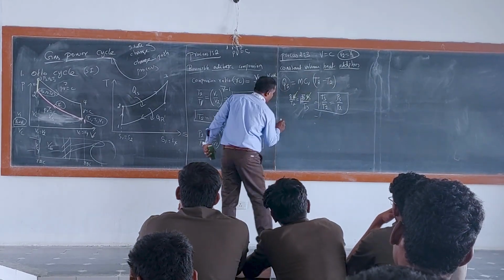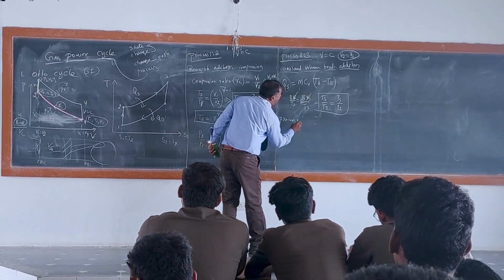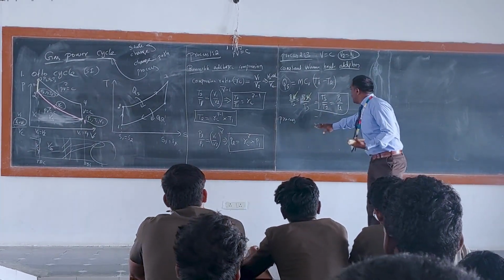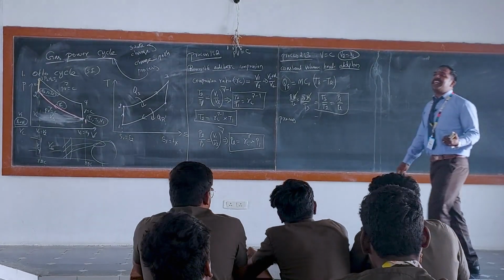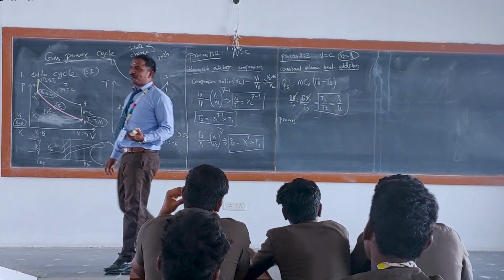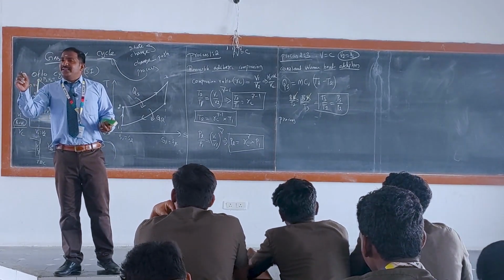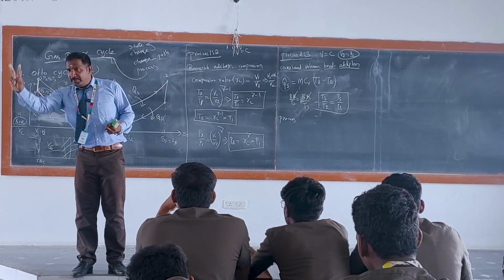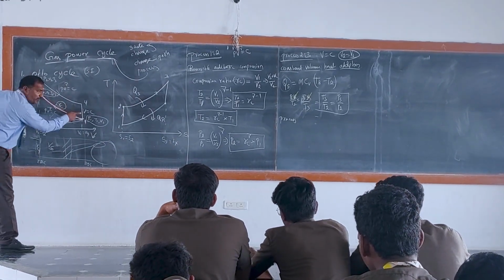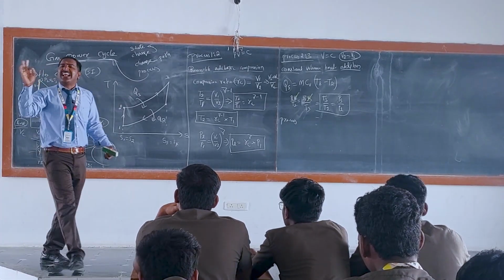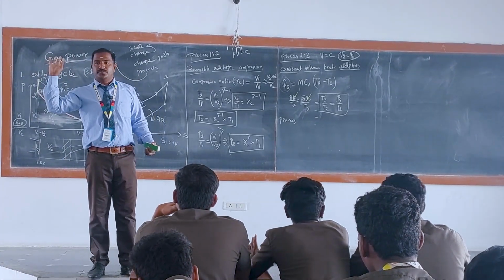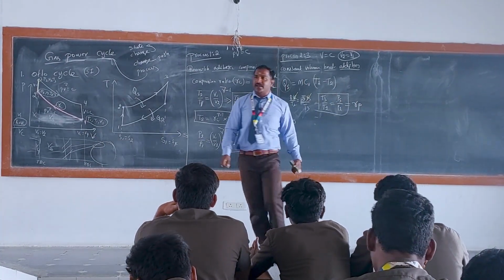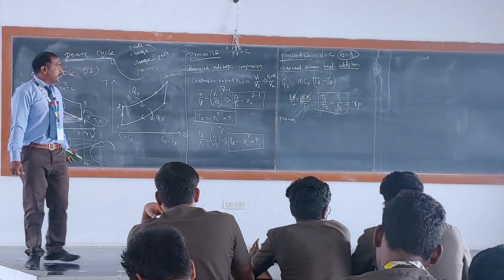Next process. Here I need to tell you one more thing. It is called pressure ratio. Write down pressure ratio. What we call pressure ratio: during either heat addition or heat rejection, we have both. Here we have heat addition, here we have heat rejection. In both places, the ratio of maximum pressure to minimum pressure is the pressure ratio. This one is called RP.